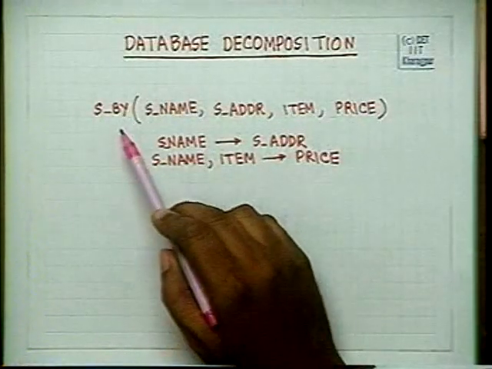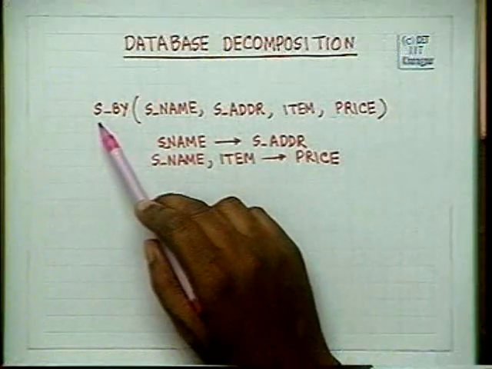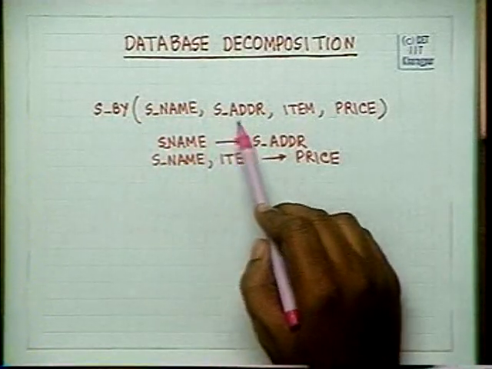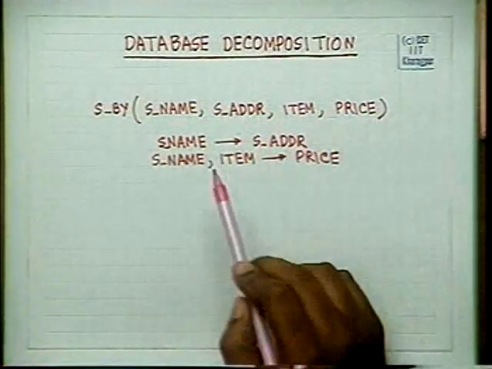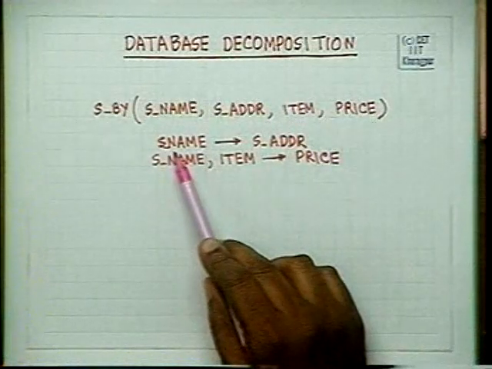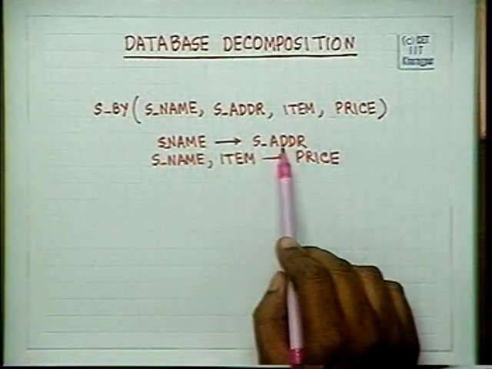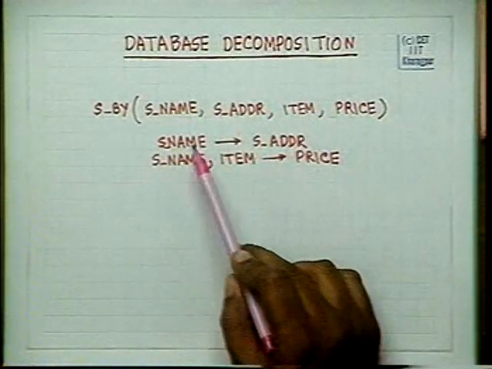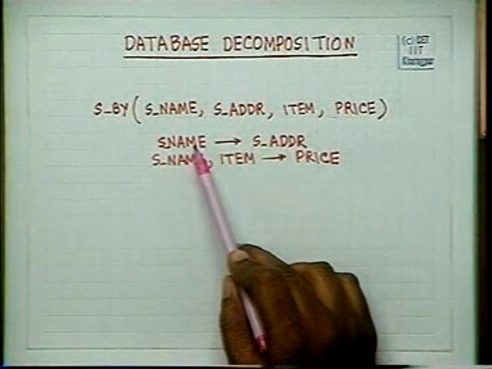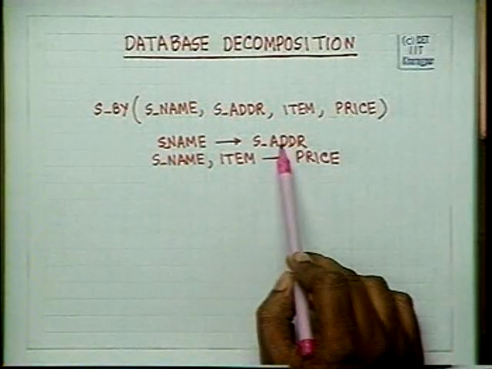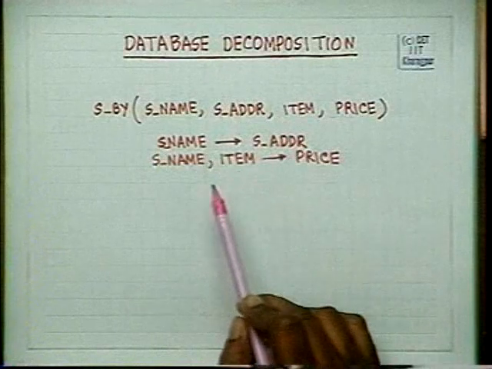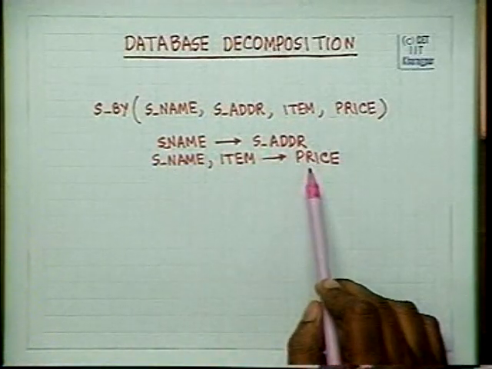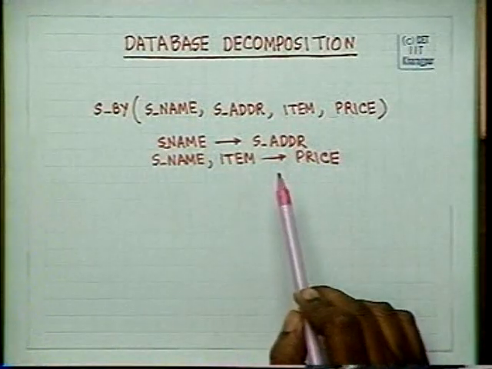Let us take the old example which we took yesterday, the supplier database scheme with supplier name, supplier address, item and price. We had two functional dependencies: one from supplier name to supplier address, and another from supplier name and item to price. This meant that every supplier whose name is X has a particular address. A supplier cannot have more than one address, and if a supplier supplies a particular item, the price must be fixed; he cannot supply the item at different prices at different times.